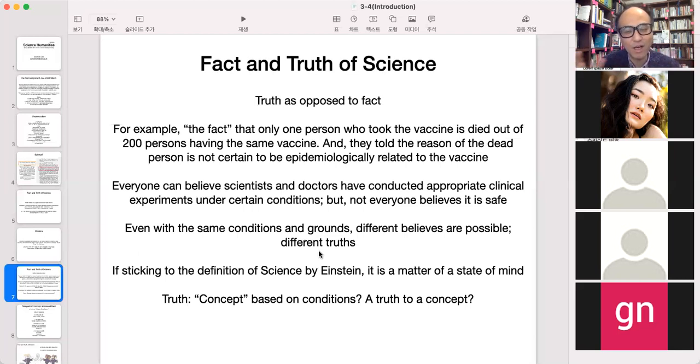But we can actually argue. We can argue. We can discuss. We can actually come up with the same conclusion, same agreement, but we consider those truths being possible. Okay. So this is a big problem right now.